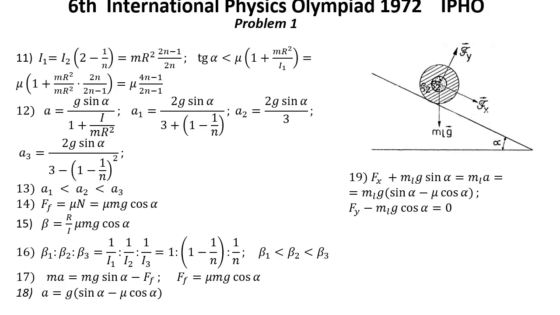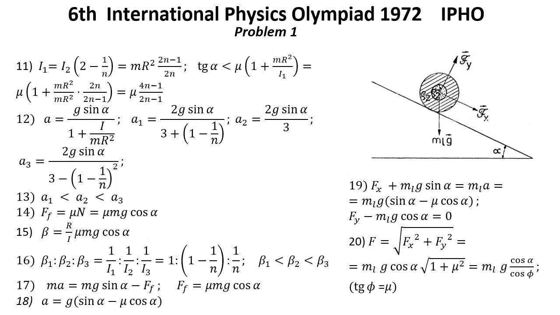And in that case we have force F equal square root of Fx square plus Fy square, which is mlg cosine alpha multiplied by square root of 1 plus mu square, which is equal to mlg cosine alpha over cosine phi, where phi is the friction angle, tangent phi equal mu. So that was a full solution for problem number 1.